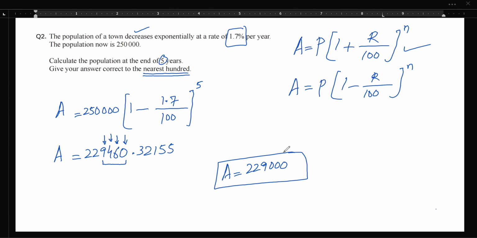Please note it carefully. Do not make any mistake. Please carefully write down these formulas for exponential growth and exponential decay. Okay, let's move on to the next question.